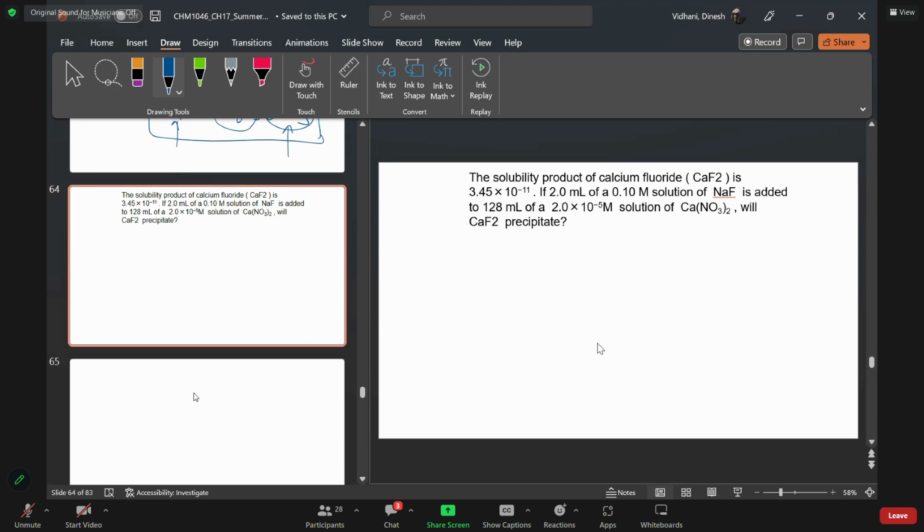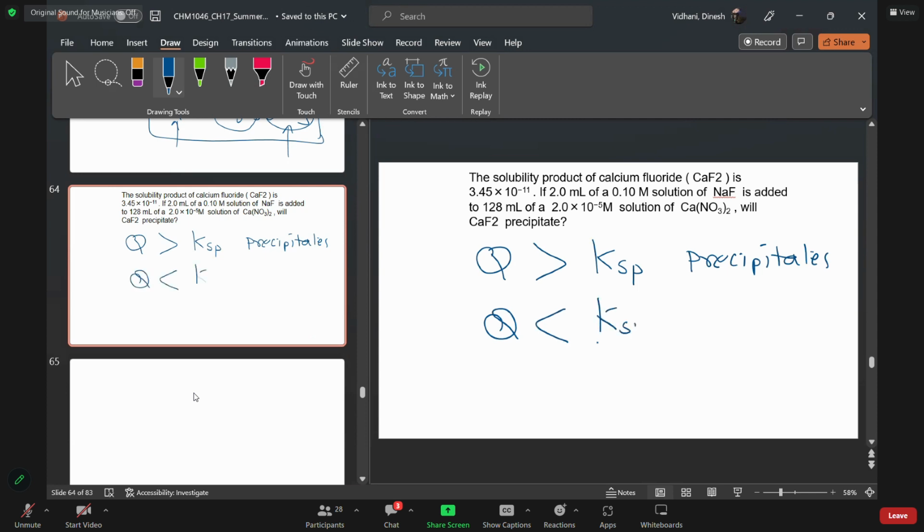First of all, we are going to find the KSP, which is given to us. The second thing, we are going to find Q. Now, if Q is greater than KSP, you will see precipitates. If Q is less than KSP, you are going to see no precipitates. If Q equals KSP, your reaction is at equilibrium.